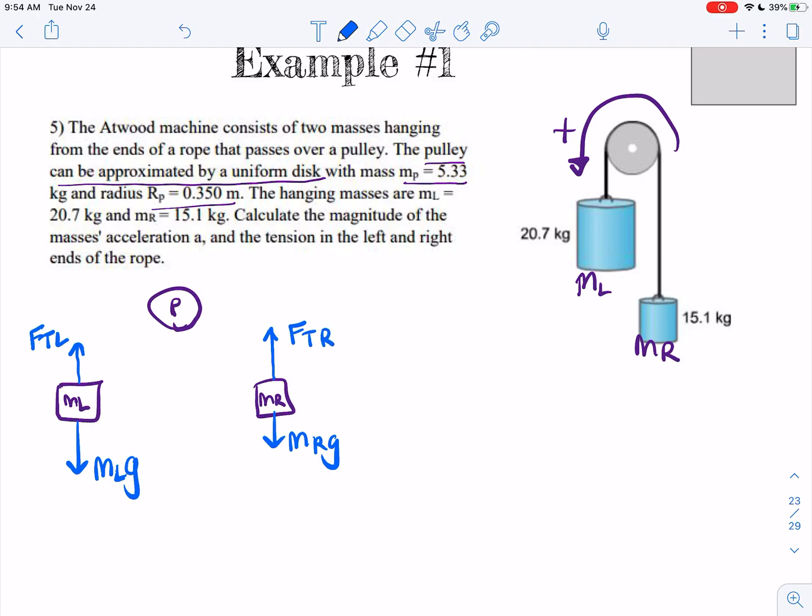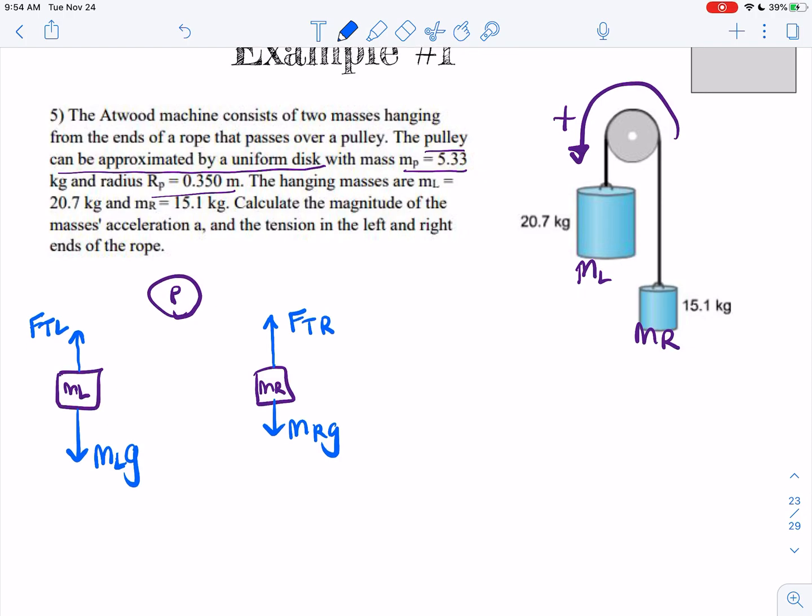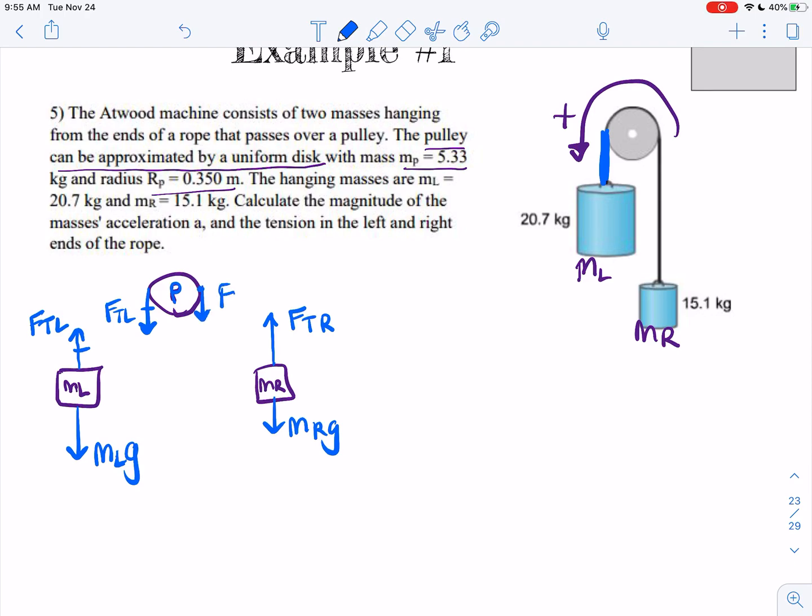The whole point of this now, when there's a massive pulley, is that these tensions are no longer equal like they were before, because they're going to have different forces acting on this pulley in order to spin it. If both tensions were equal on the pulley, it wouldn't spin. So I'm going to have FTL, and those are still the same because they're still attached with the same rope. And then I'm going to have also an FTR, and those are the same. I know they don't look the same, but that's the same rope. But now these two tensions are unequal because the pulley is going to be spinning.